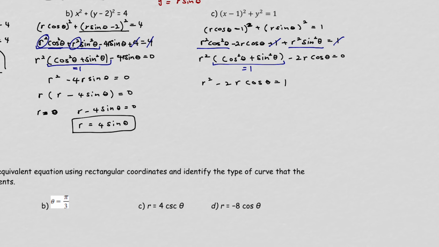This is very similar to problem B, right? So we know we need to factor r, then you get r minus 2 cosine theta. Oh, that's not 1, it's 0, right? It was 0 right there. So let each factor equal 0. This is not going to be the equation because it's the origin, but this is going to be, which is r equals positive 2 cosine theta.